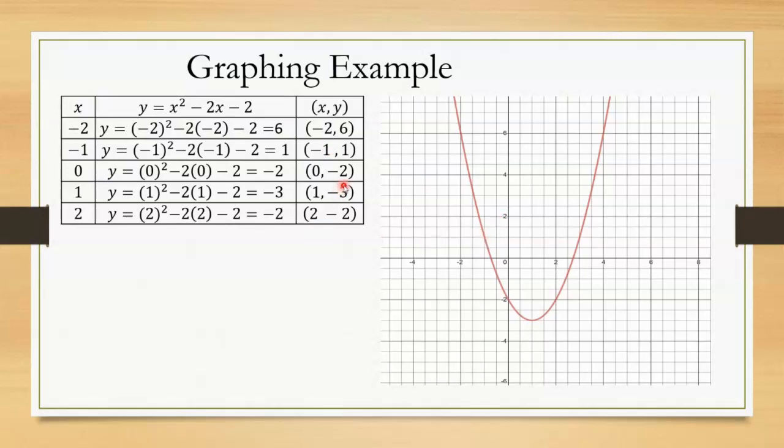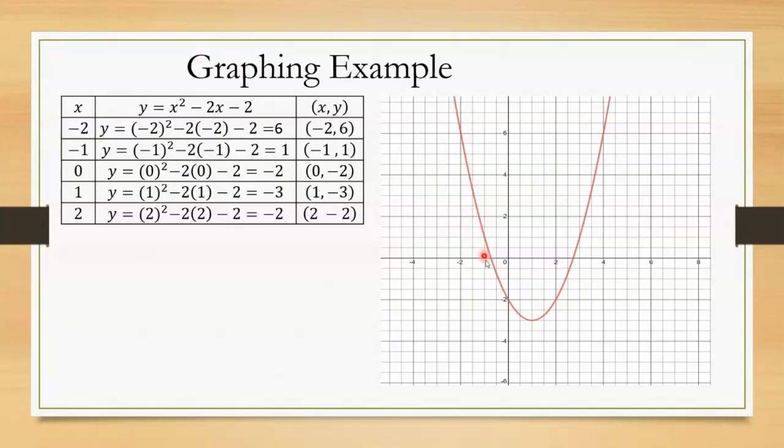And basically, you keep on doing this. And then we get 0, -2, 1, -3, and 2, -2 as well. I know there's no comma here, but we get 2, -2 as well. And then you could sketch it by hand. I sketched it with Desmos, but hopefully you still get the idea. Normally in class, I would have you sketch it by hand, but we're doing this virtually.